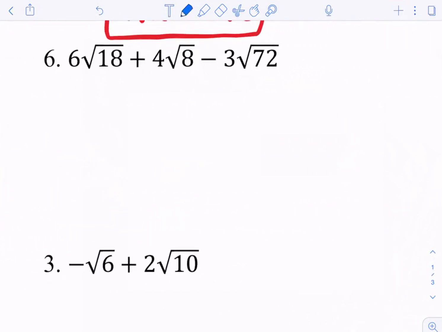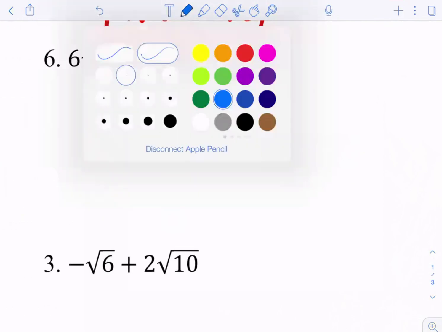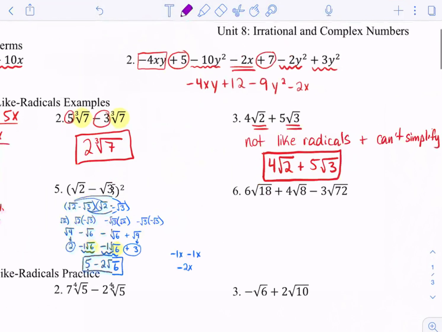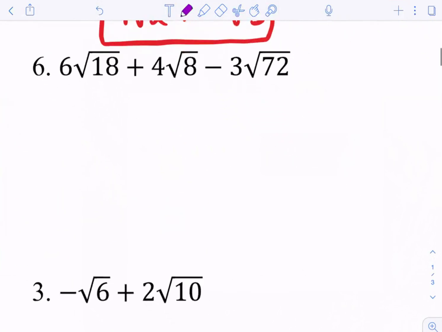It's here, number 6. Now if you look at number 6, these radicals are not like radicals. So we are going to have to reduce this first. So I'm actually going to change the color for a little bit. So here, I have to try and simplify it first to see, can I get them to be like radicals? So here I have a 6.